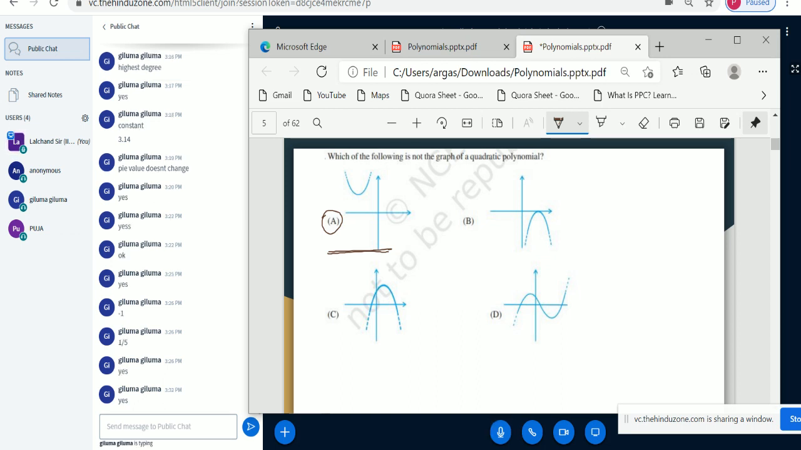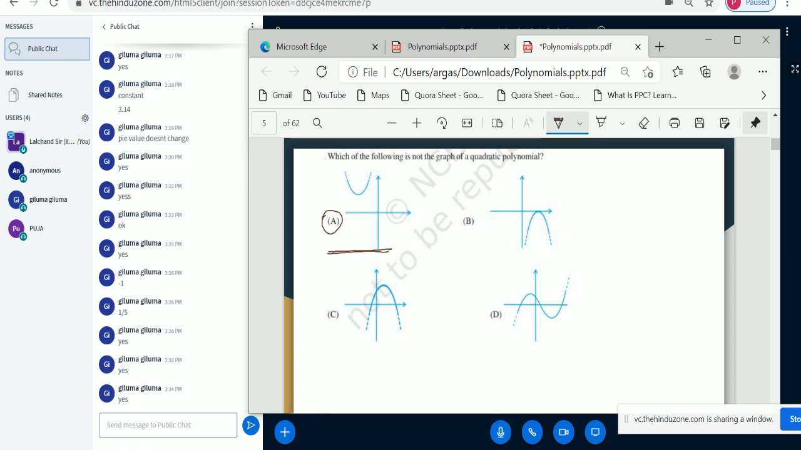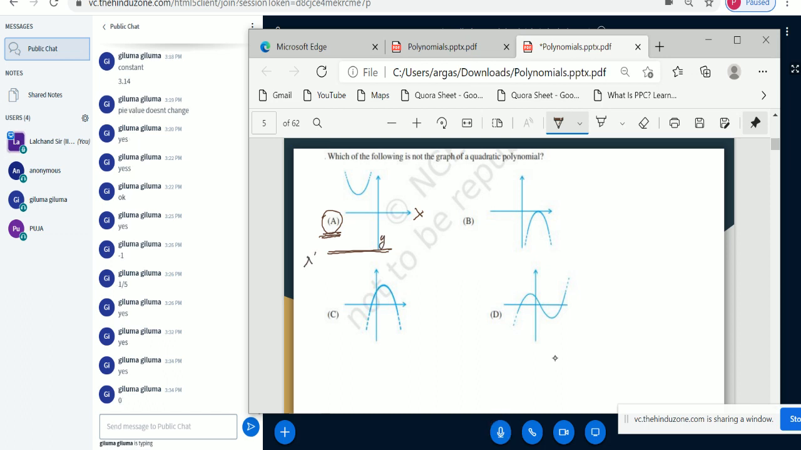You have to identify for each plot how many zeros are possible. We are talking about the first plot, plot A. How many zeros are there? 0, because there is no intersection with the x-axis. This is our x-axis and this is our y-axis. So here there is no intersection with the x-axis. So the number of zeros is equal to 0. No zeros.